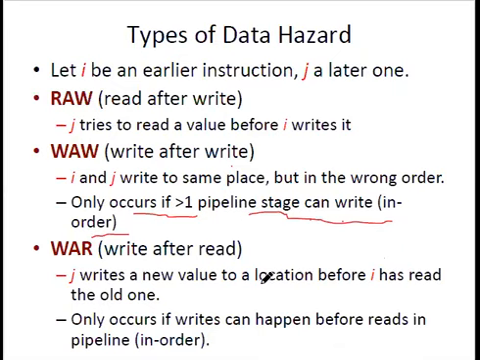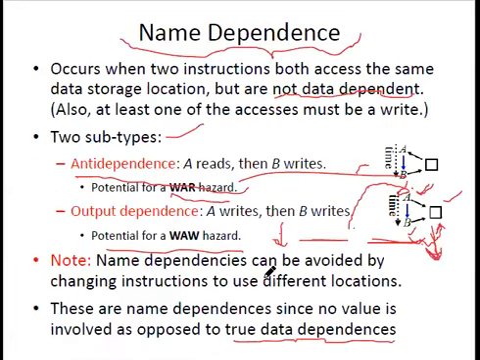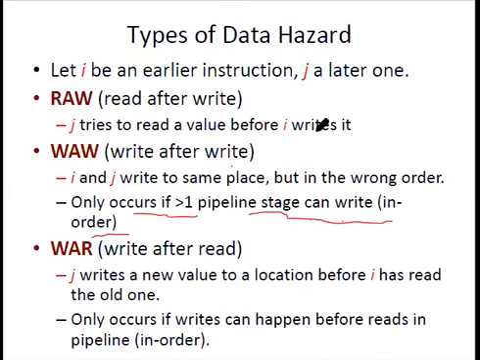If J writes a new value to a location before I has read the old one. In this case, B is the J. So J writes a value before A has read the previous one. So A was not able to read the previous value, and B changed that value in that time. So this kind of hazard is known as write after read hazard. It only occurs if the writes can happen before reads in the pipeline.